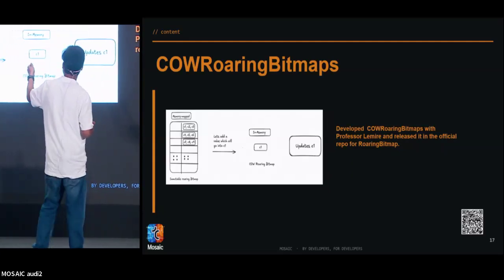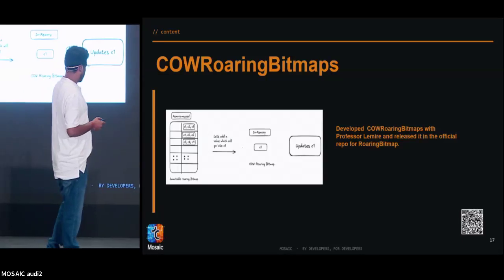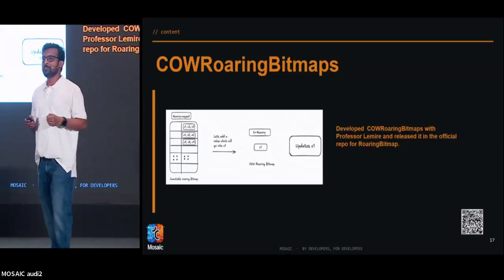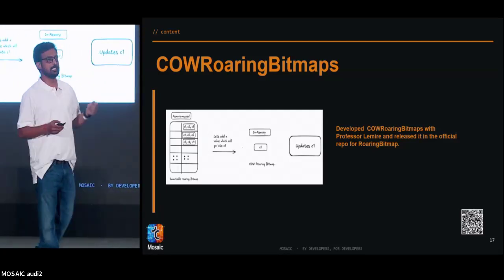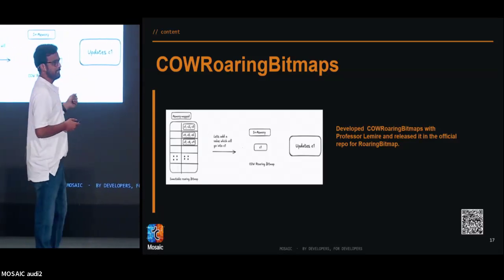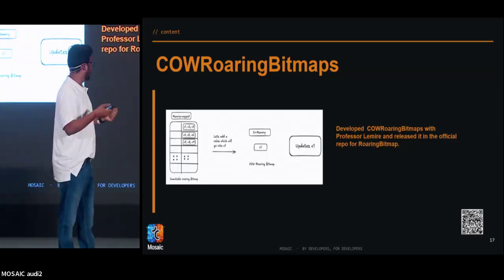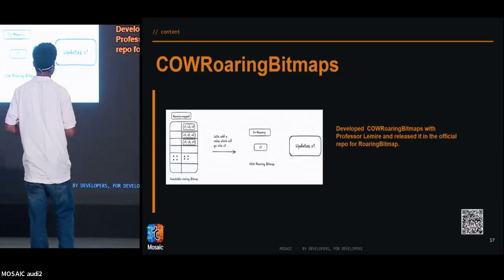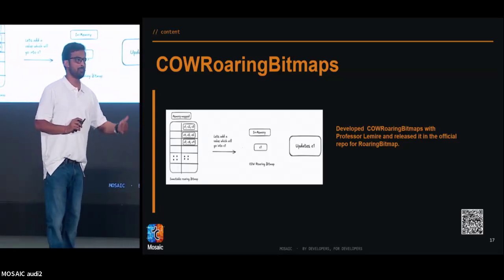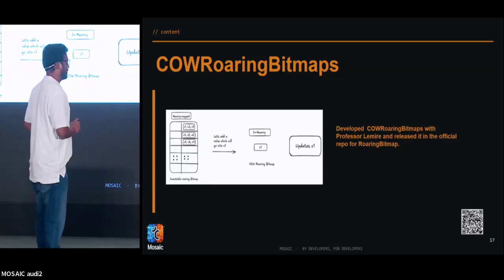Whatever container needs to be changed, we will bring it when the change is required. We will not touch other containers in the immutable bitmap. This got merged, and adoption is in process. I think that adoption will happen slowly, but this PR is merged in the repo, and this is a central repo which is used by all the databases and query engines.